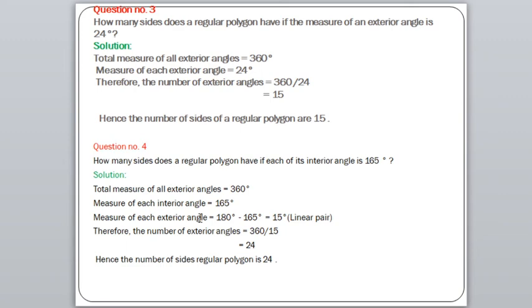Now we can find out how many sides are present. So therefore the number of exterior angles equals 360 divided by 15, which is equal to 24. Hence the number of sides the regular polygon has is 24.